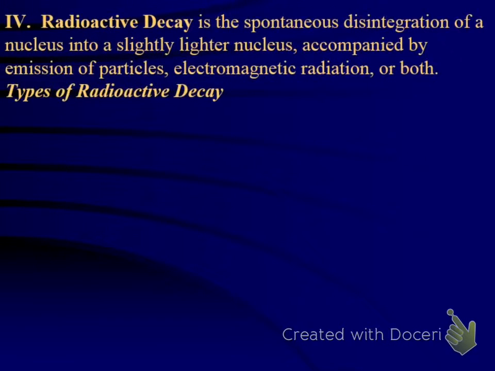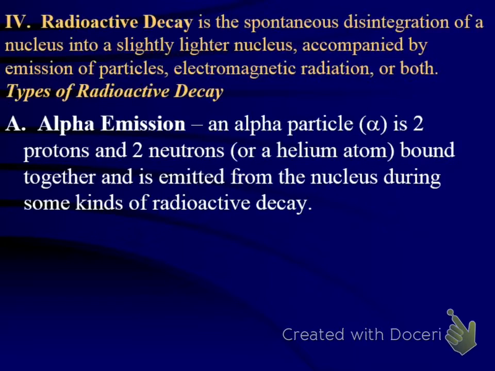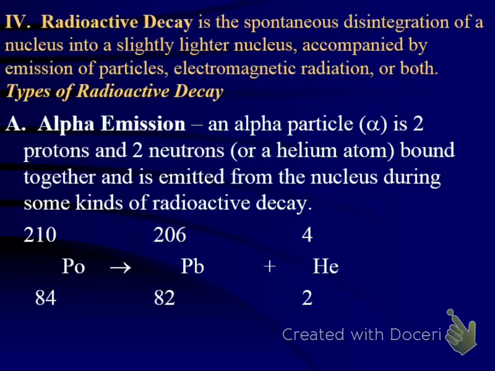Great. Okay, radioactive decay is the spontaneous disintegration of a nucleus into a slightly lighter nucleus accompanied by types of emission. These are the types of radioactive decay. The first one is alpha emission. Okay, alpha emission is basically we're emitting a helium particle. Okay, so it looks like this.